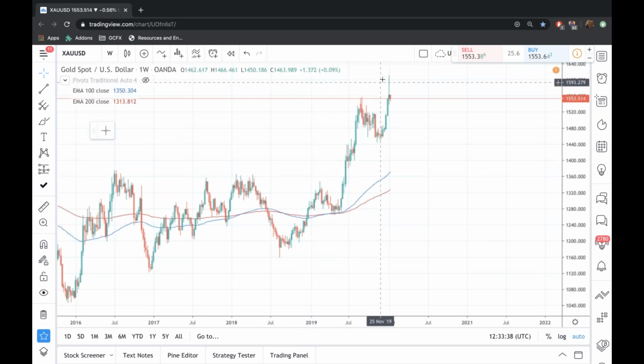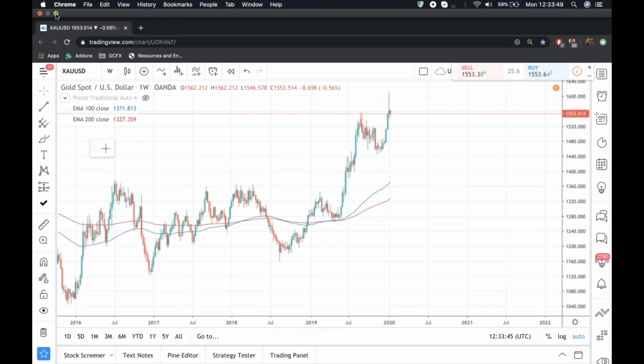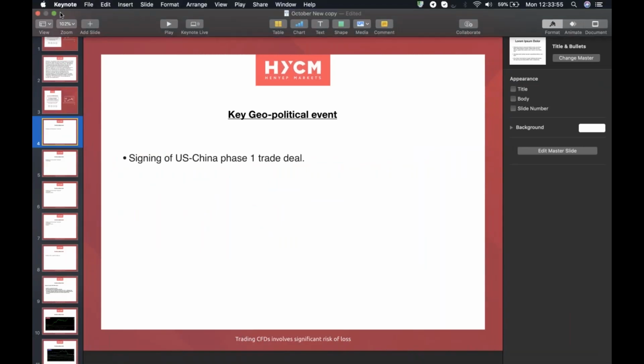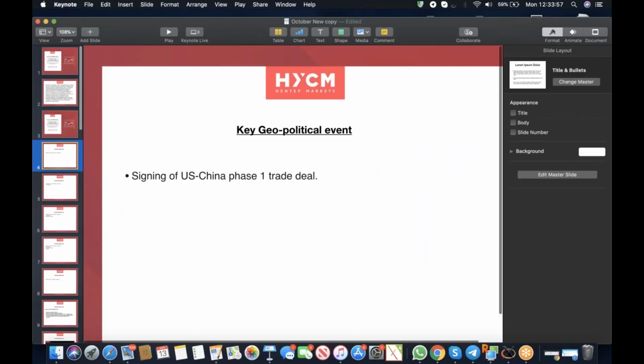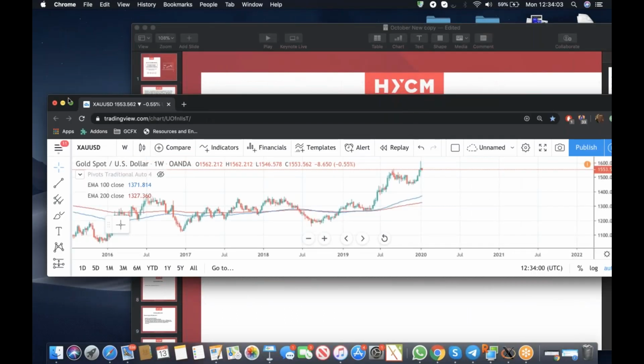Gold has just hit $1,600 an ounce. This risk aversion was really prompted by the US-China trade war that we've had over the last year. So it's going to be very important, obviously, whether that phase one trade deal gets signed.